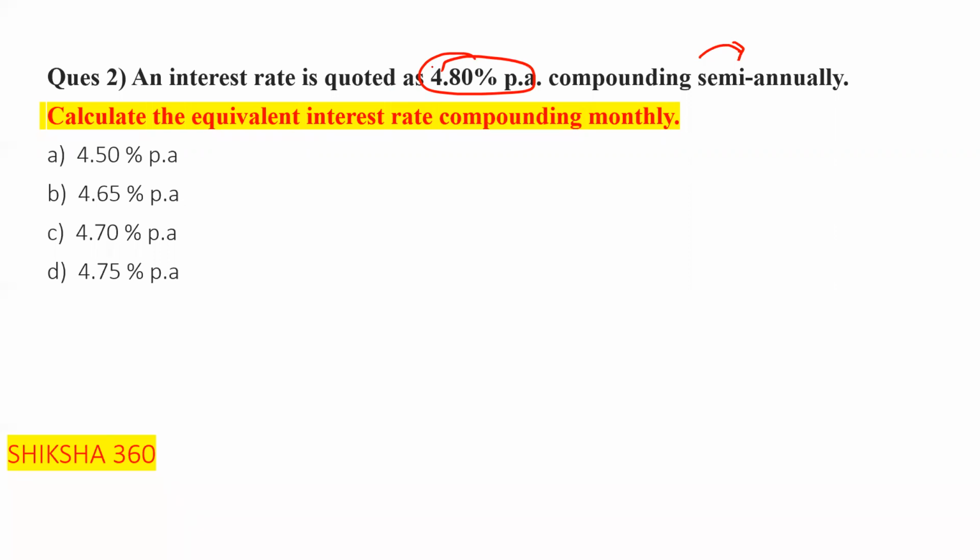An interest rate is quoted as 4.08% per annum, compounded semi-annually. Calculate the equivalent interest rate that is compounded monthly.